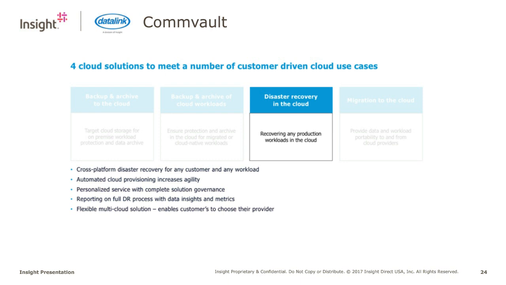It's got solution governance. I get full DR reporting with insight and metrics. So if I do need to provide reporting back to the business that I'm meeting my RPO and RTO times and I've got business continuity handled, I have that reporting built in, and it is a multi-cloud solution. So you can choose your own cloud provider. Again, you're not locked into any particular vendor at this point, and I can even do DR to multiple cloud providers if I needed to.